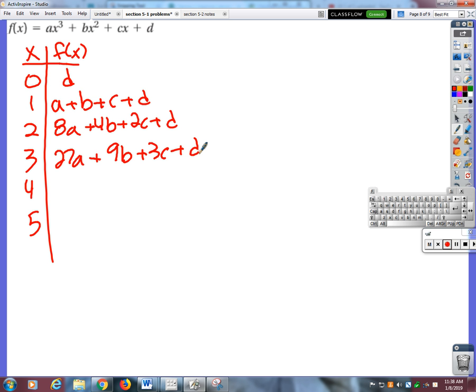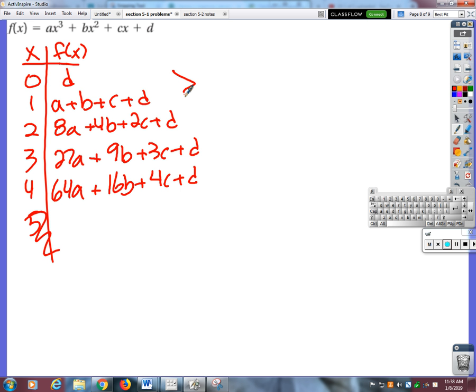What's 4 cubed? 64. So 64a plus 16b plus, good, plus d. Okay, and then like I said, we'll skip 5. All right, now let's start figuring out these differences.